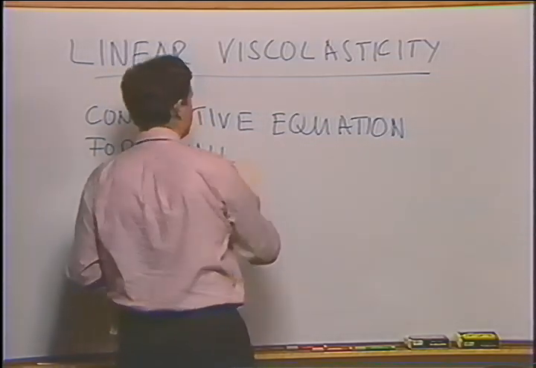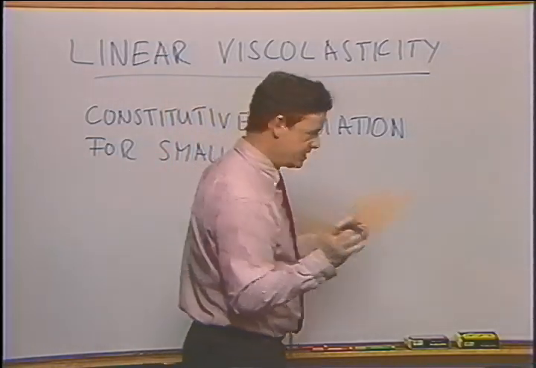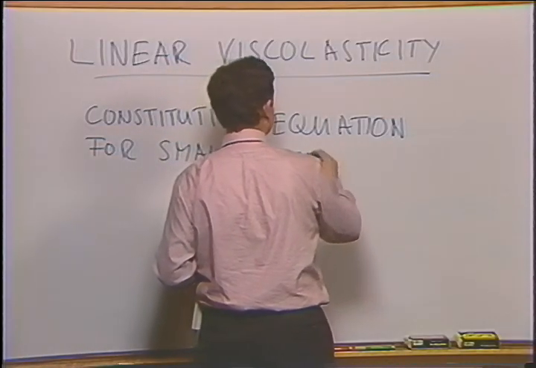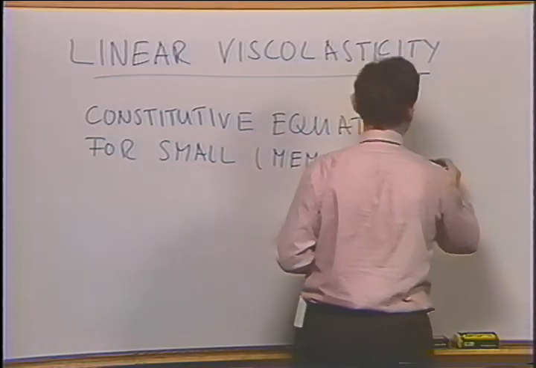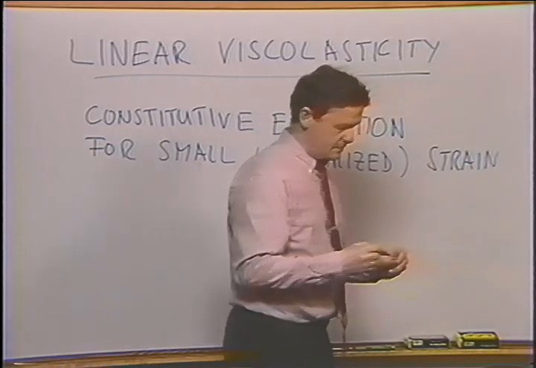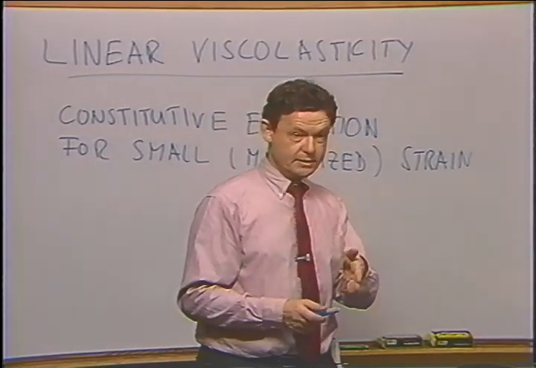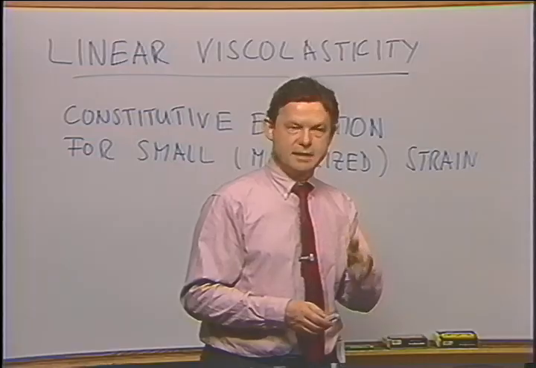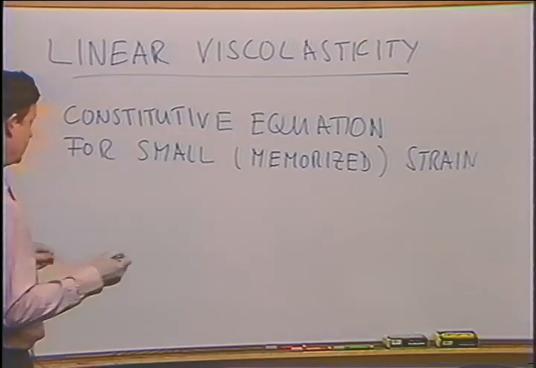But as you will see, there's a restriction, or actually an extension of that. It's only small strain as long as it is memorized: small memorized strain. So a material might be exposed to large deformation, but if it has a memory which is very short, then it only memorizes that very small deformation, and it can be treated as a linear viscoelastic material. An example of such a linear viscoelastic material is the Newtonian liquid.